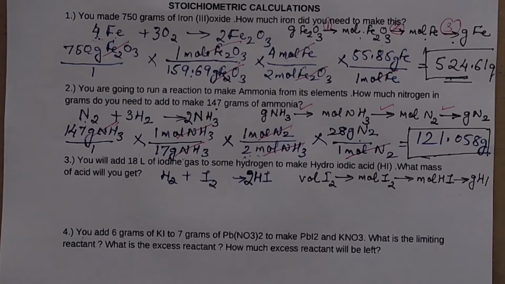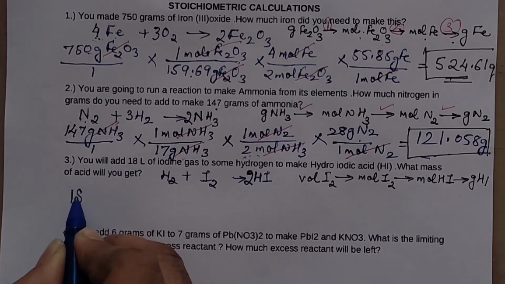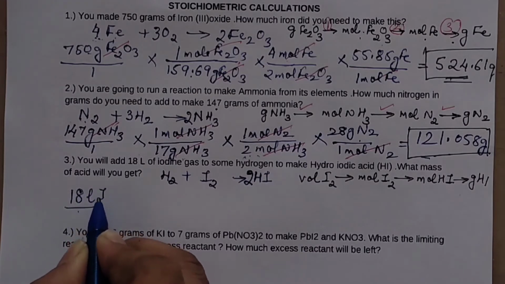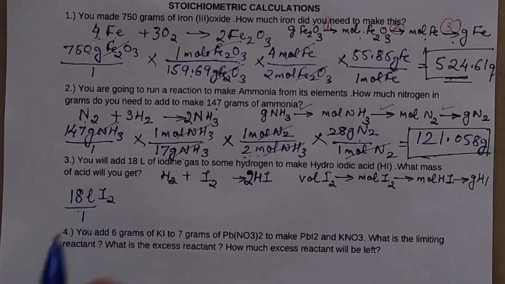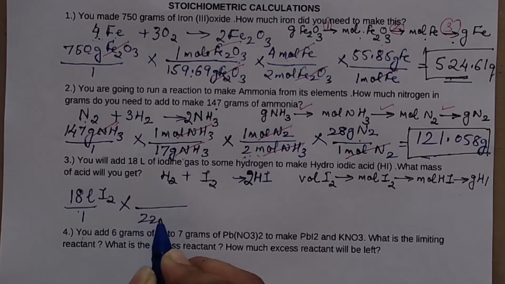So, moving on to the calculation part. So, what we are doing? We started with this iodine. So, we will use this iodine first. Whatever is given first, you take it. 18 liters of iodine by 1. That is, first is always by 1. How do you convert the given volume into moles? You will divide this by 22.4 liters. That is a normal standard one.